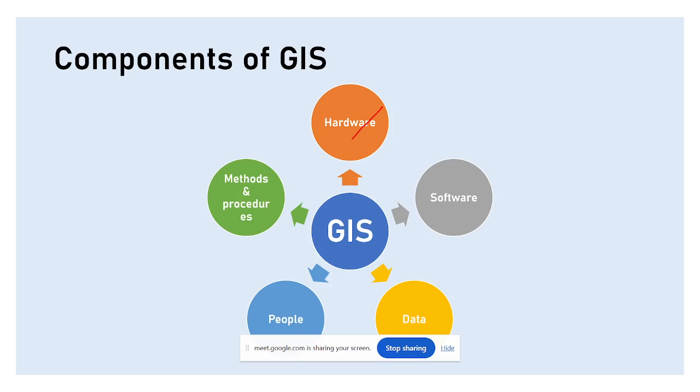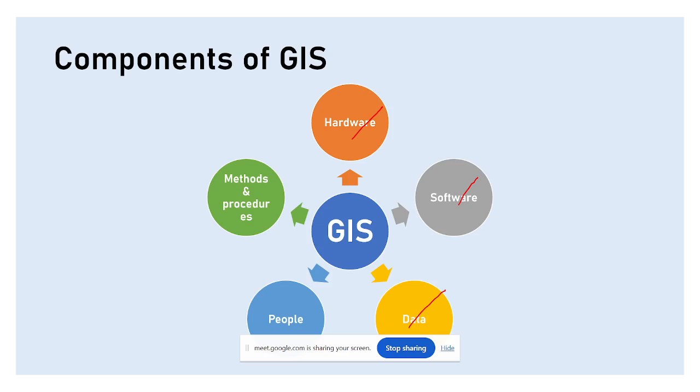Then we have the software part. Software can be any kind of GIS software, like ArcGIS, which the professor has also mentioned. Then we have an open source GIS software, which is QGIS. So that is regarding software. Then we have data. Data can be of different types. We'll discuss that, but in more general terms, we'll be discussing spatial data and non-spatial data.